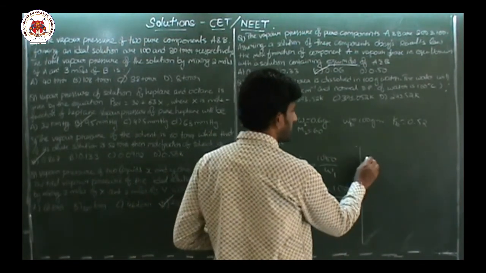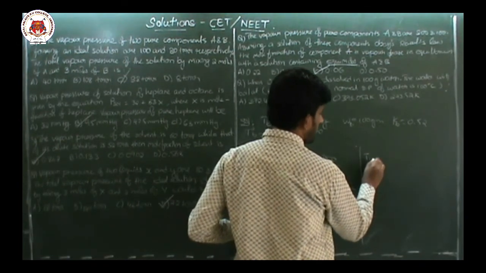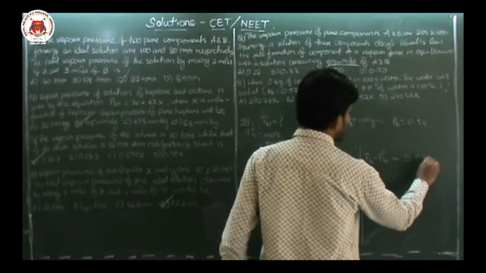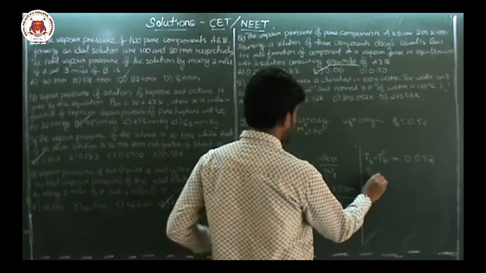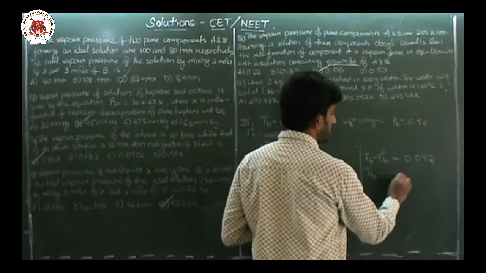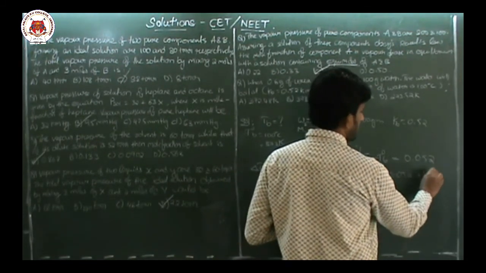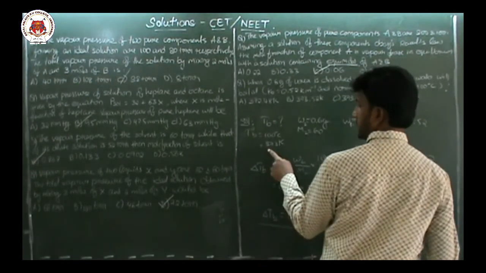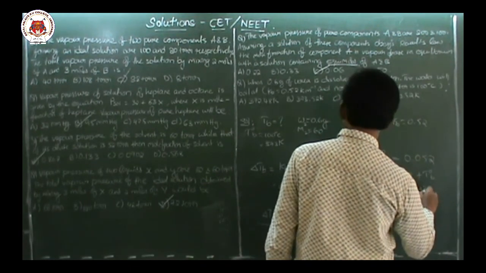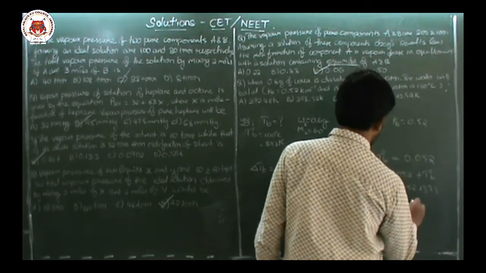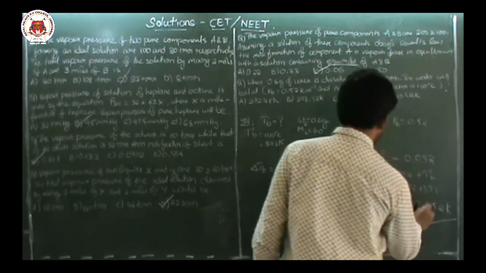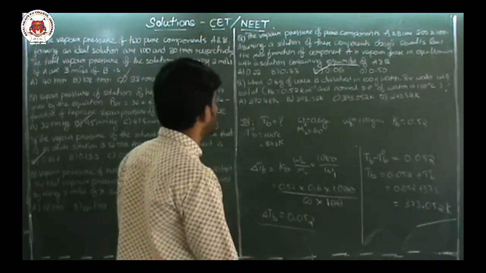Now what is the delta Tb formula? Delta Tb formula is Tb minus Tb naught. Then what will be the Tb, the boiling point of the solution? Boiling point of solution is equal to 0.052 plus T naught b. What is T naught b? 373 kelvins. So 0.052 plus 373 kelvins. Answer is 373.052 kelvins. So the answer is C.